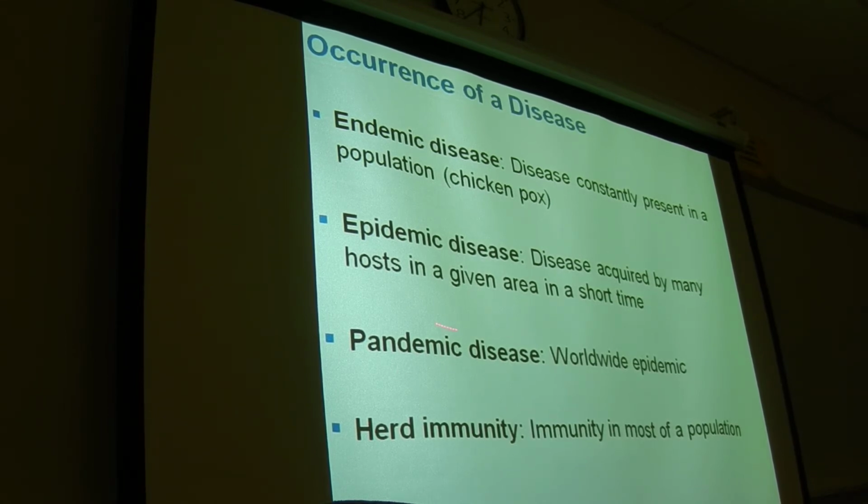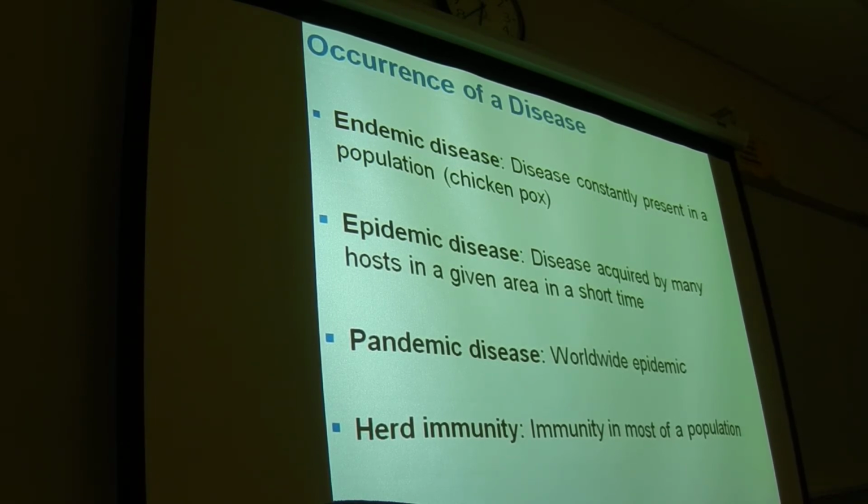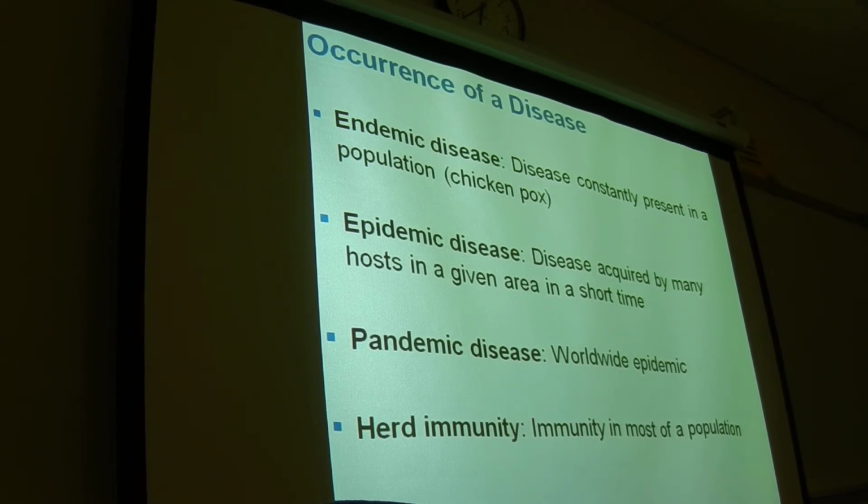Pandemic is an epidemic, but it's worldwide rather than in a specific region. And then herd immunity is immunity in most of a population. So there are small clusters of people in various places throughout the world that kind of breed within their own groups, and they have very similar genetic information, and so they have this herd immunity where the entire colony of people is basically immune to a certain disease, where the majority of the people in the world are not immune to it.